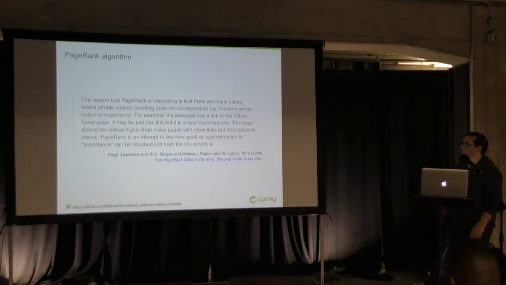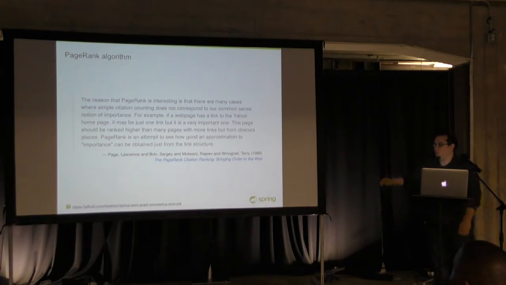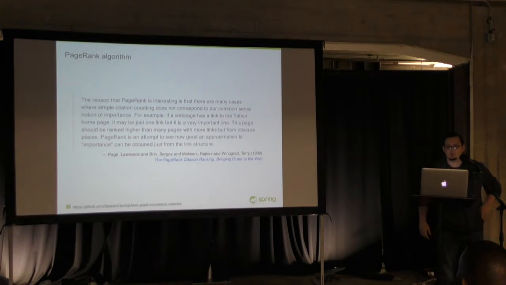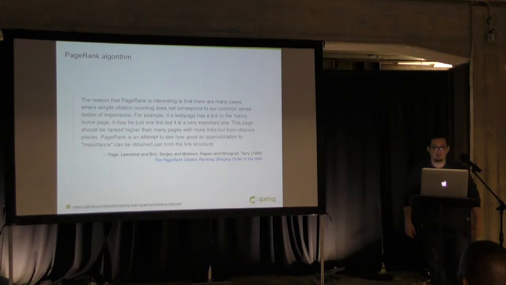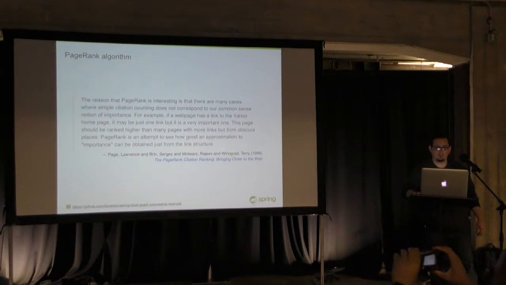Okay, so the PageRank algorithm was first created by Google co-founder Larry Page. I'm just going to read this quote real quick, verbatim. "The reason that PageRank is interesting is that there are many cases where simple citation counting does not correspond to our common sense notion of importance. For example, if a web page has a link to the Yahoo homepage, it may be just one link, but it is a very important one. This page should be ranked higher than many pages with more links, but from obscure places. So PageRank is an attempt to see how good an approximation to importance can be obtained just from the link structure." And so what does that mean?